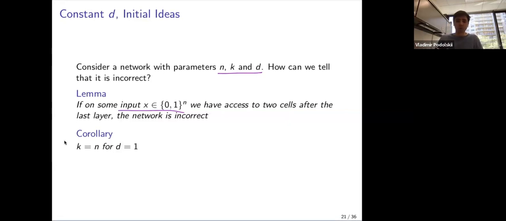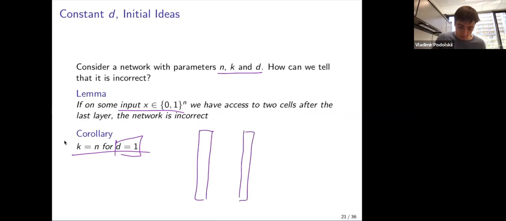I have mentioned this before, so you cannot have access to two different cells in the output. So if you have that, this is a problem. I don't have pictures for that, but as an obvious corollary, K for D equals 1, K must be equal to M, because this is our array, this is another array, and in the middle there are some comparators. So this is the input, this is the output.